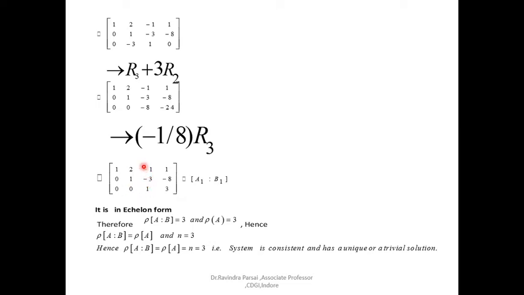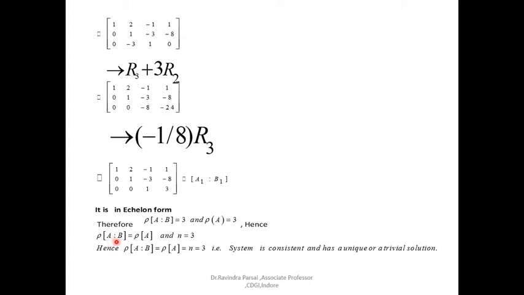So this is an echelon form, like an upper triangular matrix arrangement that you are getting. Similarly, you will find the rank of the augmented matrix: in the whole matrix the number of non-zero rows is 3, so the rank is 3. The rank of the coefficient matrix is also 3 because the non-zero rows are 3.